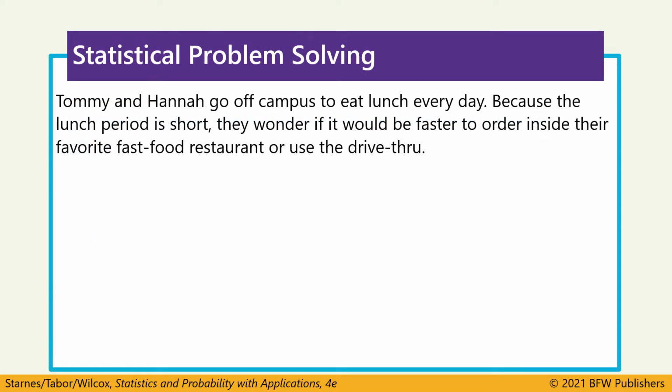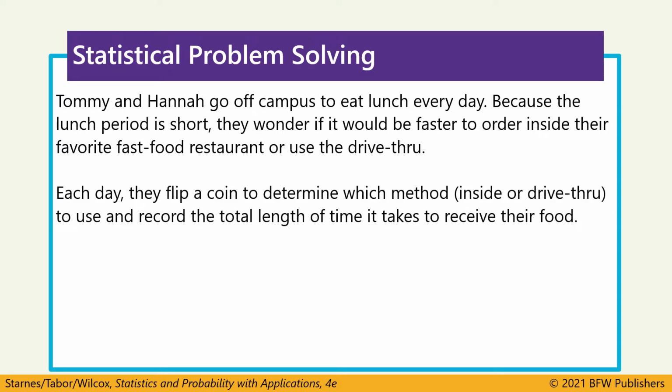As an example of this four-step process, let's say Tommy and Hannah go off campus to eat lunch every day. They have a short lunch period and they wonder if it would be faster to order inside or to use the drive-thru. That's the statistical question that they're trying to answer, as the order times will vary based on both of those different options there.